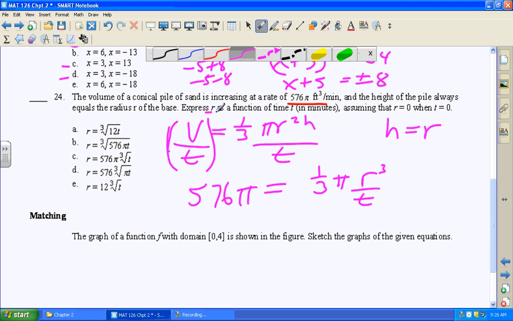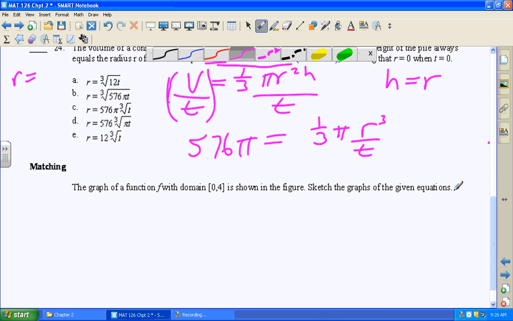It says express r as a function of time. Do you remember what that means? Express r as a function of time. Every time we get to those problems, I underline it. This means you have to get r equals out of your equation using your algebra. How do you get r equals? Multiply both sides by time, good.